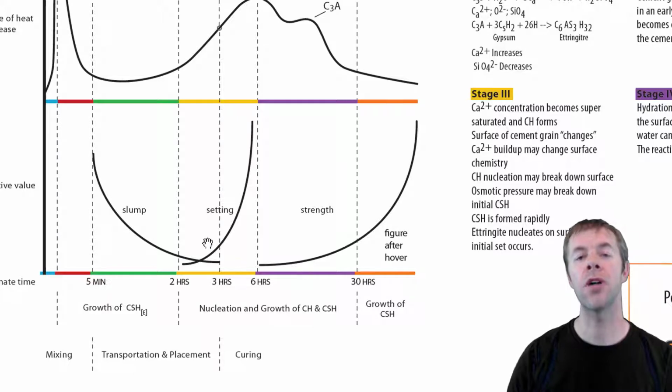Now, setting. Talked about that in a previous video with a Vicat needle test. Here's setting going up, up, up, up, up, up. Happening again in stage 3. Here's strength growth. This might be compressive strength, tensile strength, flexural strength growth. Goes up and up and up. So these are the engineering properties. This is when we transport and place our concrete. This is when we mix our concrete. This is when we cure our concrete.